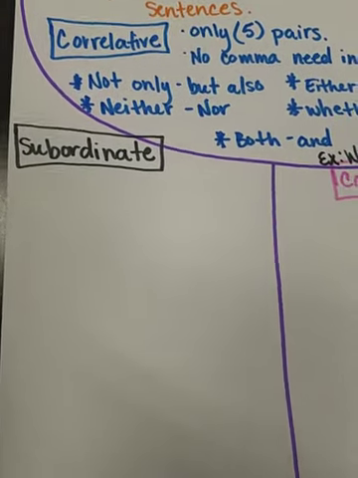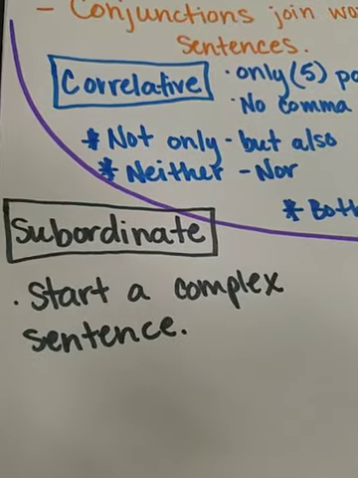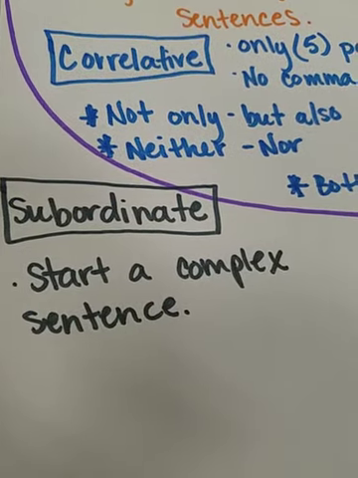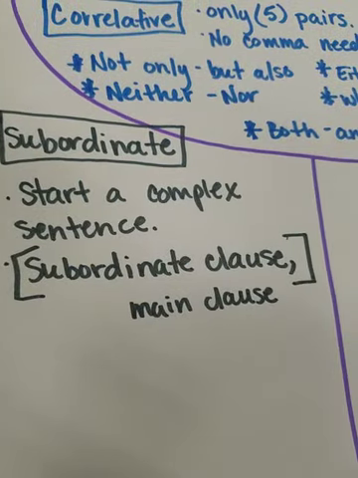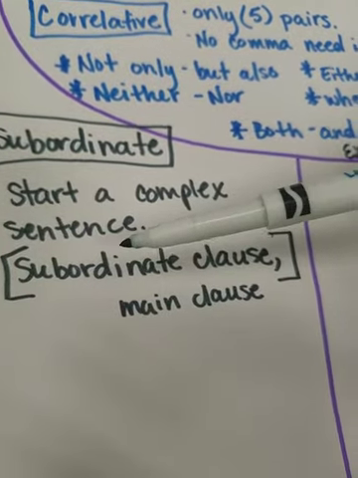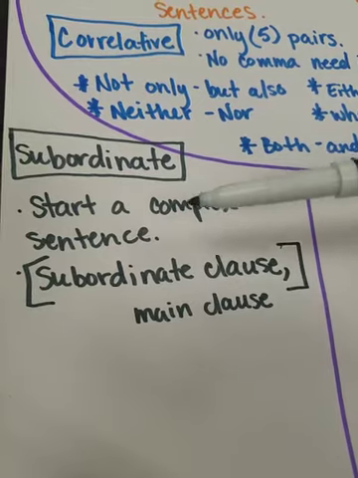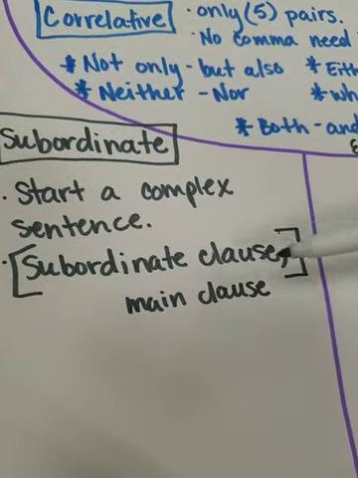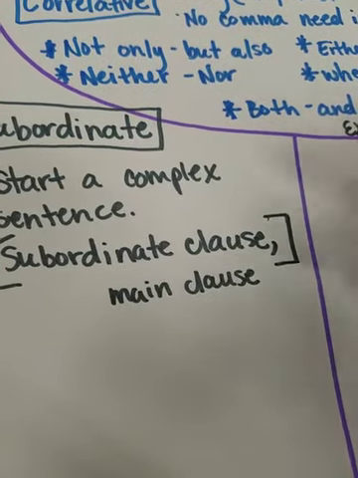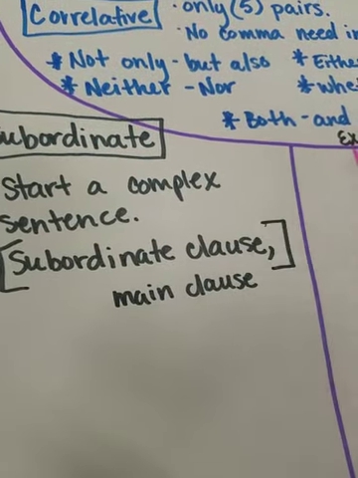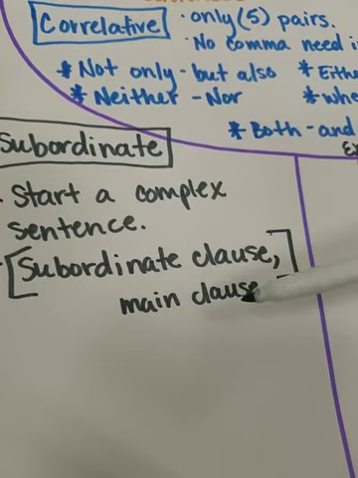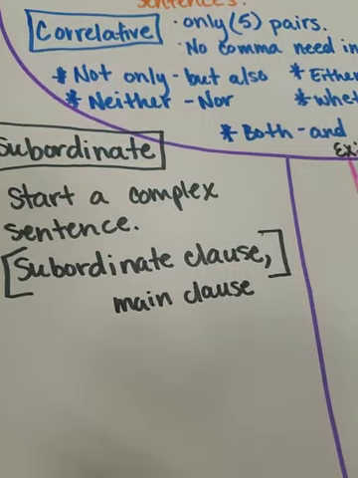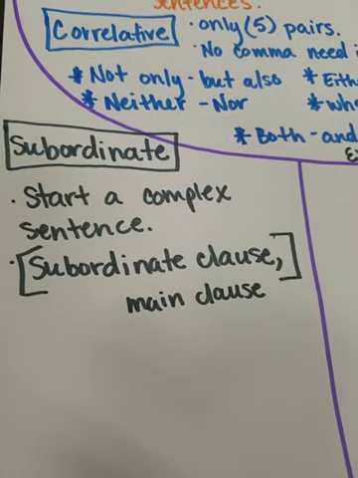Moving on to subordinate conjunctions. Subordinate conjunctions can start a complex sentence. Here is what it would look like if you were doing that sentence pattern with a subordinate conjunction. The subordinate clause could go first, and then you would have the main clause. And of course, these two could flip, and you could have the main clause first in the sentence, and then the subordinate clause.